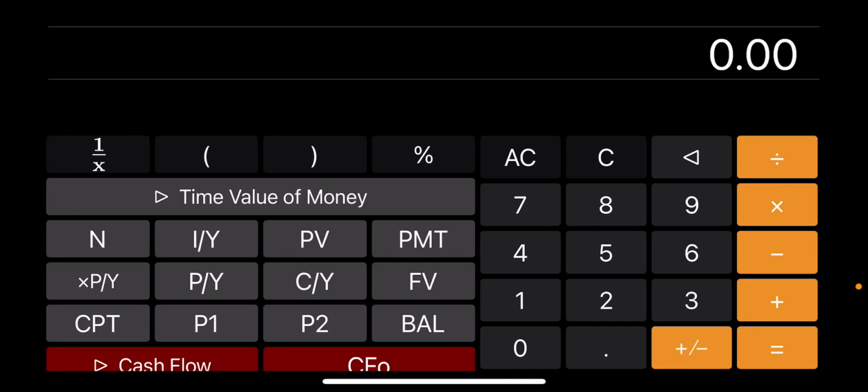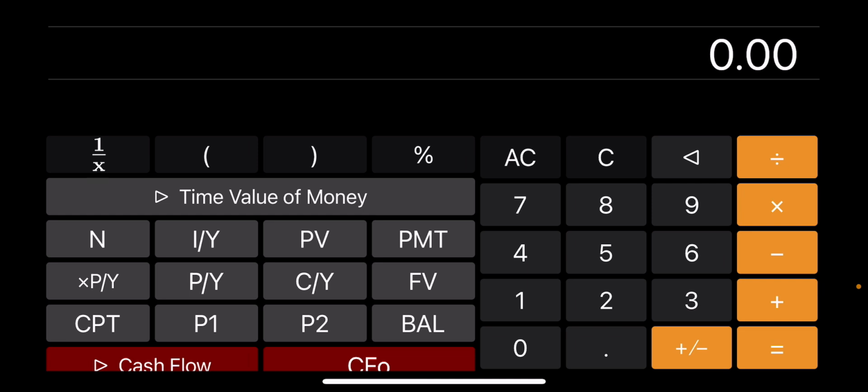Hi, in this video, I would like to show you how you can use Financial Calculator Plus Plus to calculate the interest that you can earn on a saving account. This is using Financial Calculator Plus Plus. The link to download this calculator on different platforms is in the description of this video.